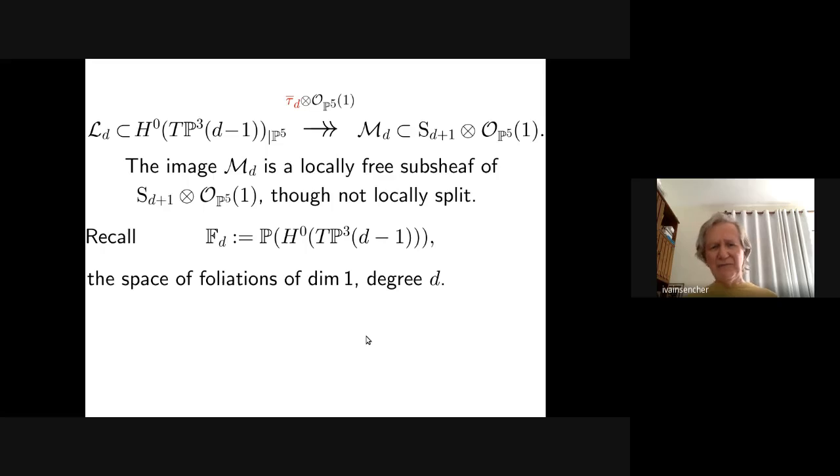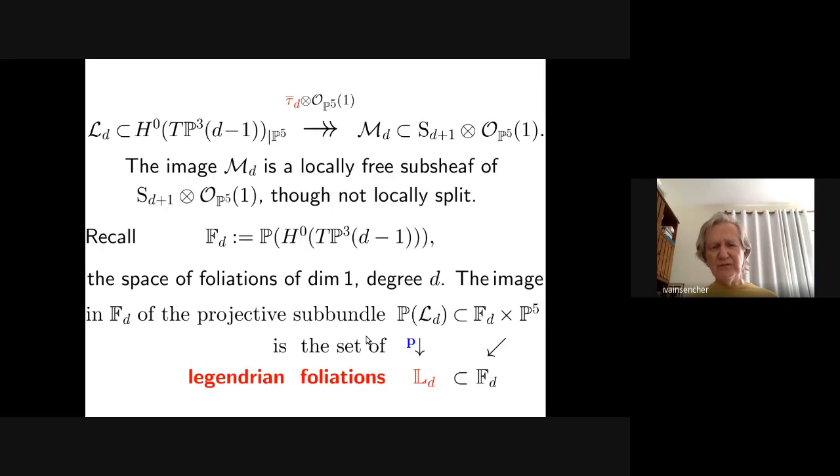And again, if you look at the space of all foliations, the same sort of diagram that we had before for the case of pencil of planes we have here, except that now instead of the Grassmannian, we have the full P5. The image here is the set of Legendrian foliations, and it's the degree of this image that we want to compute.